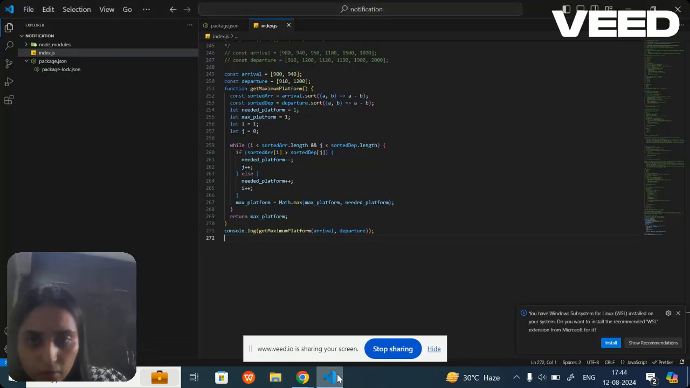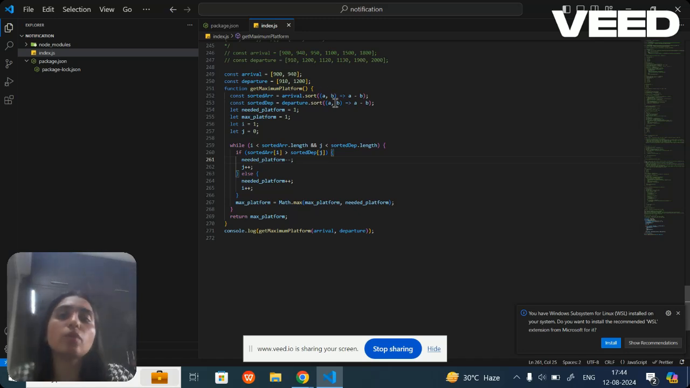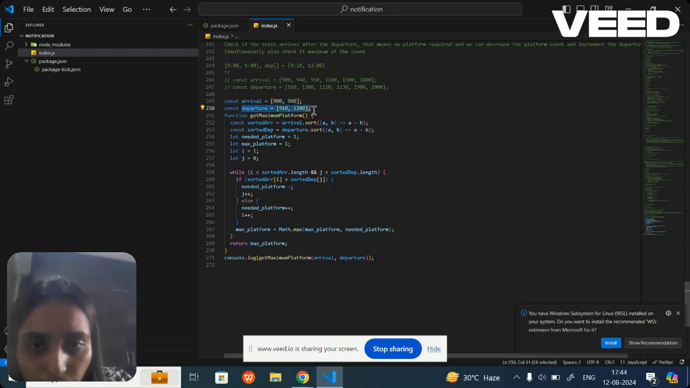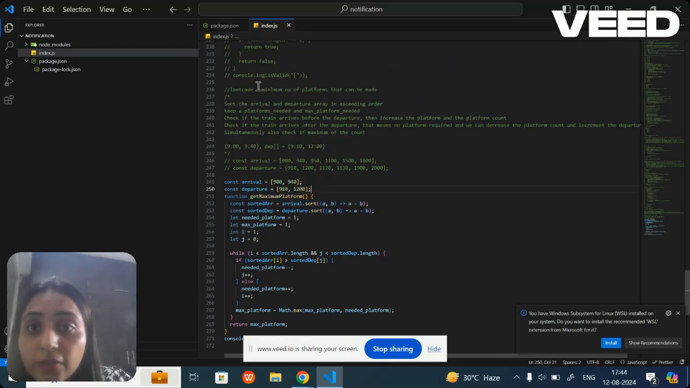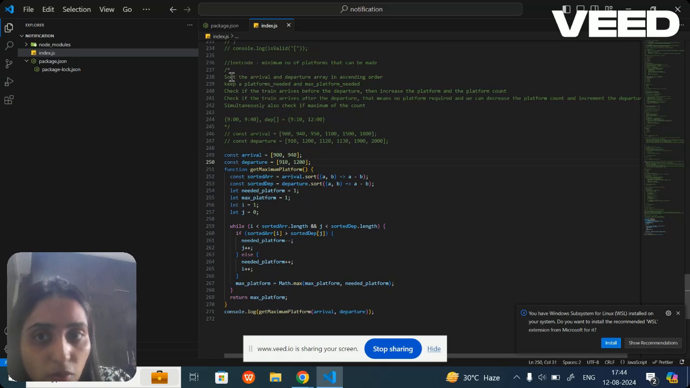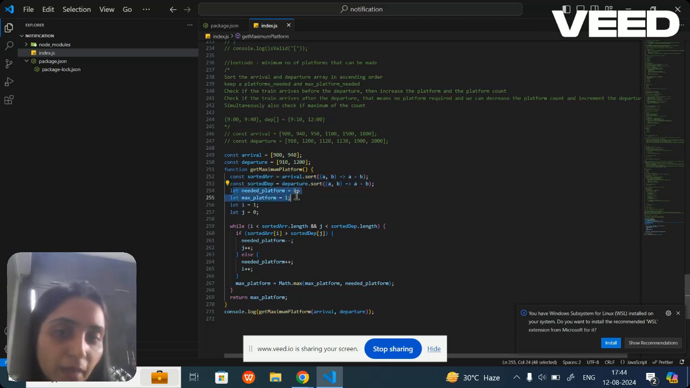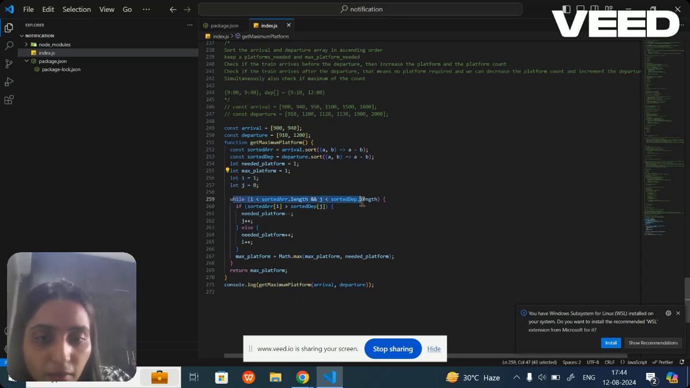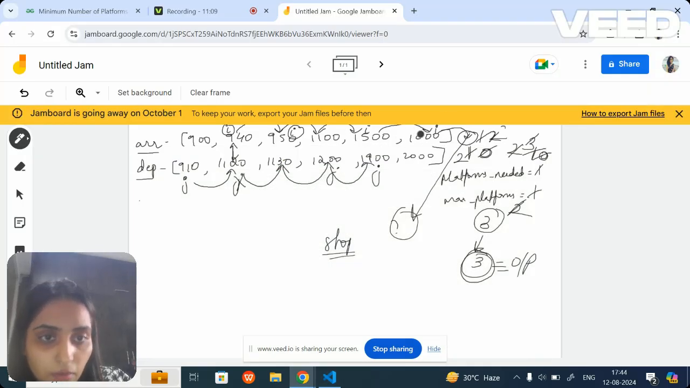Let me quickly go to how we have solved this question. So we have taken a simple example of arrival and departure. We sort it in the ascending order. I have actually written the pseudocode as well, sorting the arrival in the ascending order. Then I take a needed platform and a max platform. I take the i and j. What I do is I check that i and j should be within the length. If it is beyond the length, then I will break the loop.